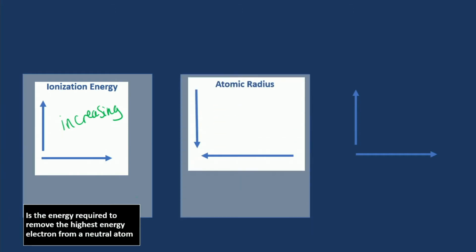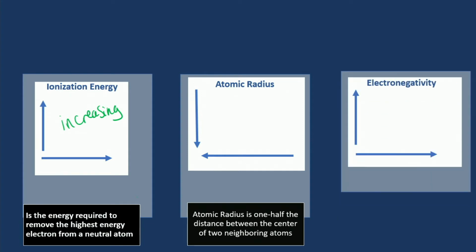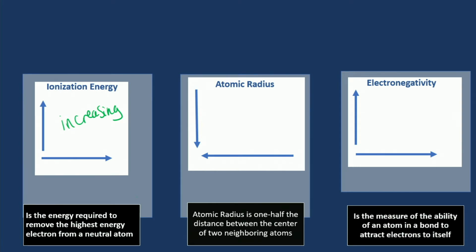Next is atomic radius, and that is 1/2 of the distance between the center of 2 neighboring atoms. So when the atomic radius is measured, it's measured as the distance between the center of 2 neighboring atoms of the same element. And finally, we have electronegativity, and in electronegativity, it's the measure of the ability of an atom in a bond to attract electrons to itself.